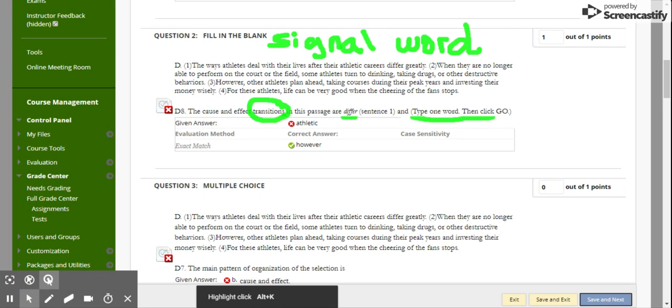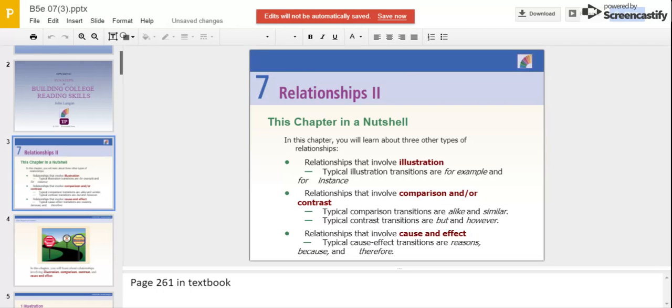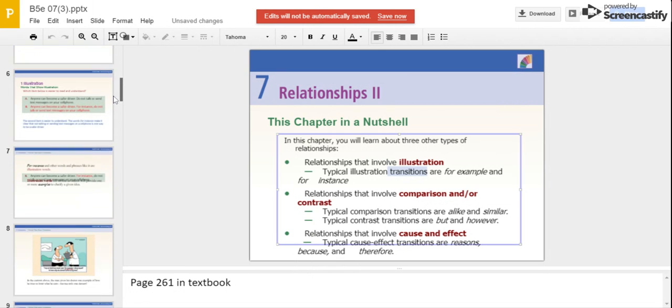Let me take you for a moment to the PowerPoint for this chapter 7. I'm going to be looking at the PowerPoint for 10 Steps, chapter 7, and it's going to take me a minute to take you there. You can see that on the first page it says you're going to learn about 3 other relationships, relationships that involve illustration, comparison and contrast, or cause and effect. And they call these transitions. So the transitions are just words that show something.